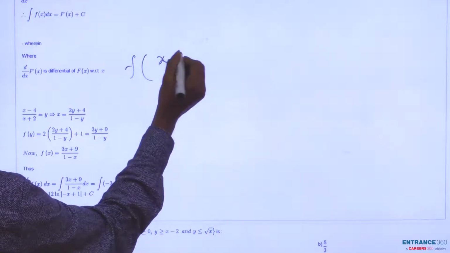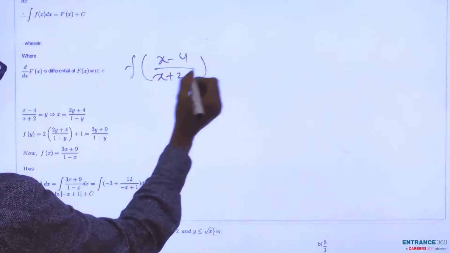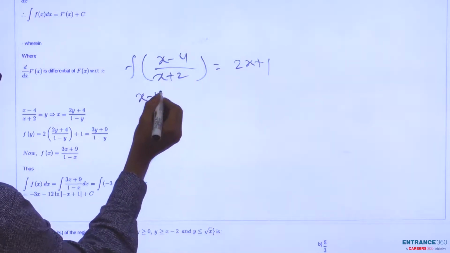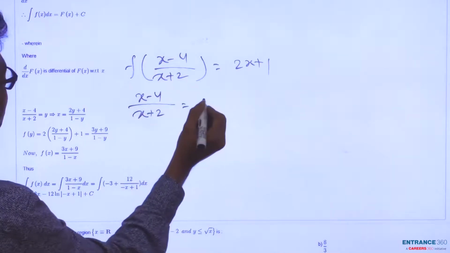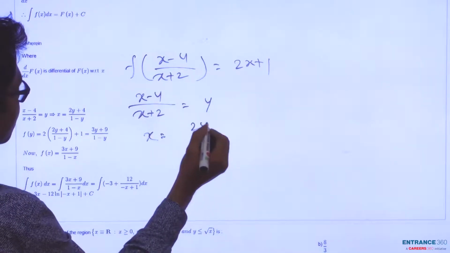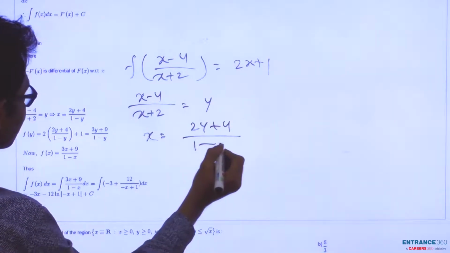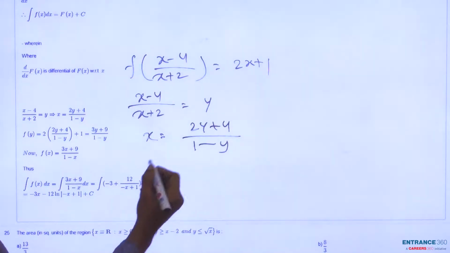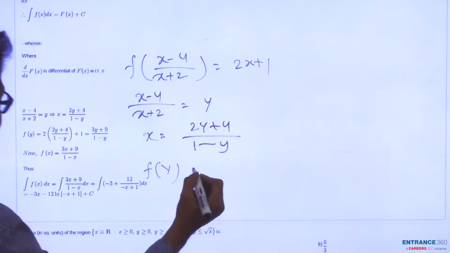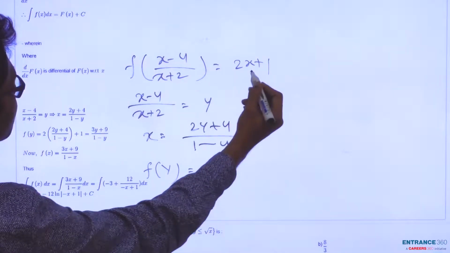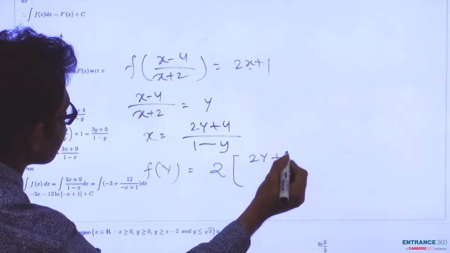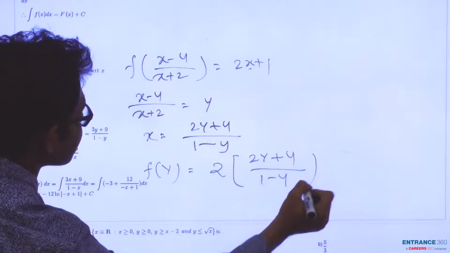We are given f of (x minus 4) divided by (x plus 2) equal to 2x plus 1. Let's assume (x minus 4) divided by (x plus 2) equal to y. Then x will be equal to (2y plus 4) divided by (1 minus y). So now f of y becomes equal to, just putting the value of x here, 2 into (2y plus 4) divided by (1 minus y) plus 1.